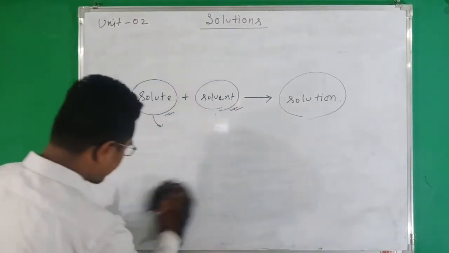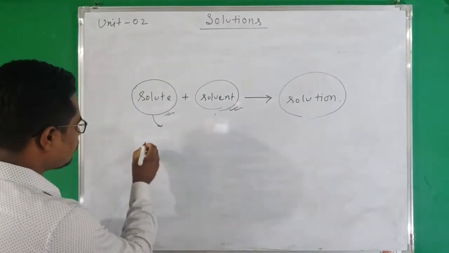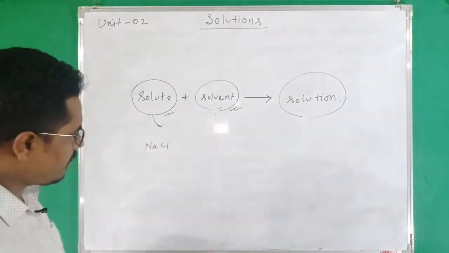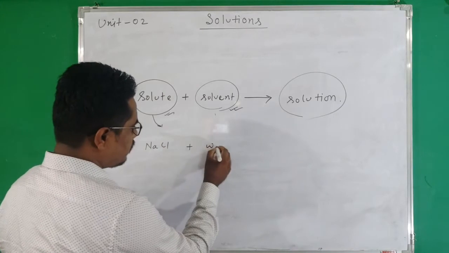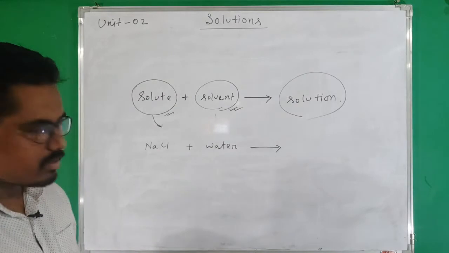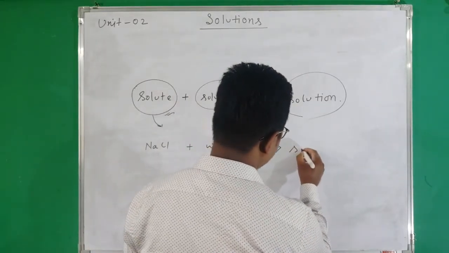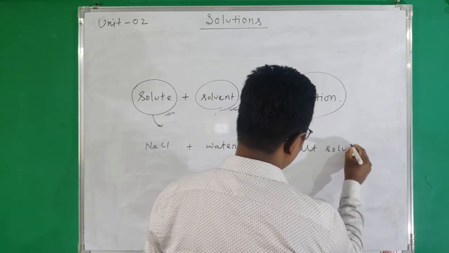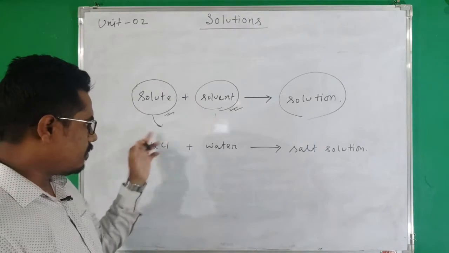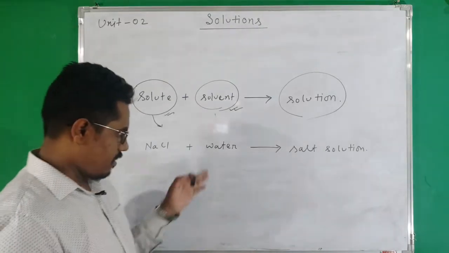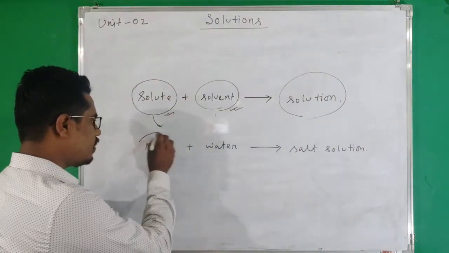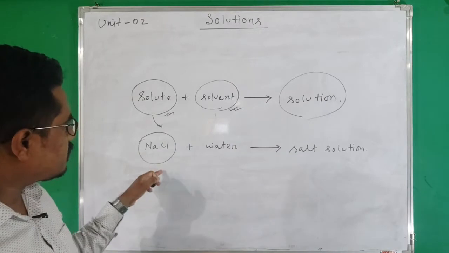Okay, now we can take an example. Suppose you have taken some common salt, that means sodium chloride, and you mixed it with water, then you will get a solution. That solution is known as salt solution. You can observe it right now. Take some sodium chloride or common salt from your kitchen, then mix it with water. What will you observe? You will observe that the sodium chloride is dissolved or disappeared.